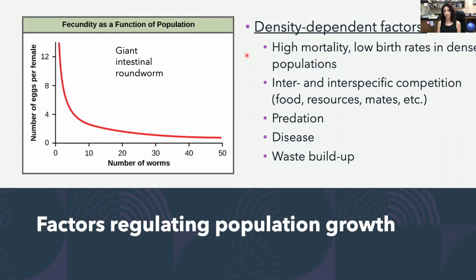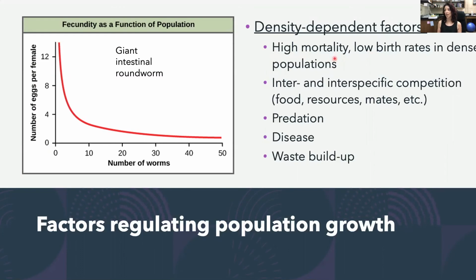A good example of this is the fecundity as a function of a population within the giant intestinal roundworm. As you increase the number of worms within the environment, the number of eggs per female that can be produced falls off dramatically. So this is showing that there's a specific relationship between birth rates and the number of individuals in the population. You can also have a relationship between death rates and the number of individuals in a population.